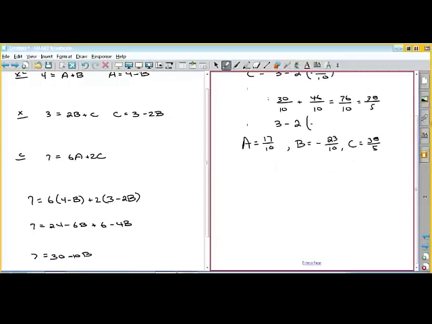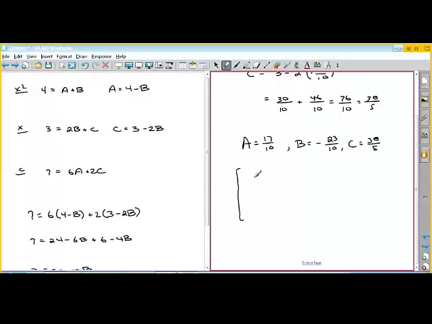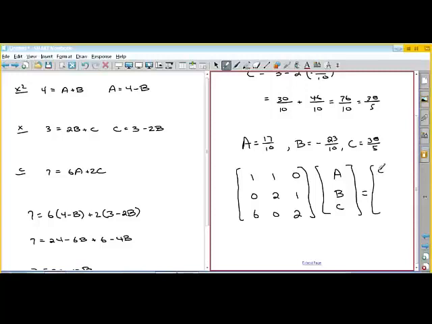Now, the other way to do it would be to set it up in a matrix. Let's just check and make sure I did it right. So the matrix is going to be 1, 1, 0, because I've got 1 A, 1 B, 0 A's here, 2 B's and 1 C. And then finally I have 6 A's, 0 B's, and 2 C's. So that's my coefficient matrix. Then I have my unknown matrix, and then I have my vector matrix here, which is going to be 4, 3, and 7. So now I'm going to enter those into my calculator.